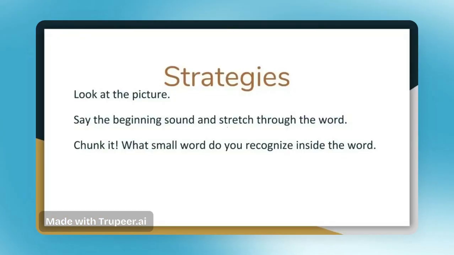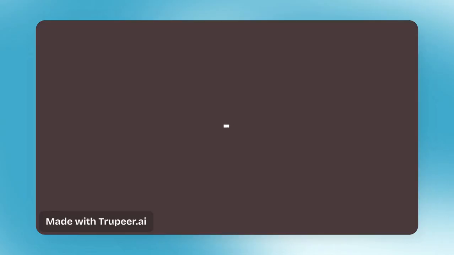And don't forget to use your strategies. Always introduce the child to strategies they can use while they're reading, such as look at the picture, say the beginning sound, stretch through the word, tap through the word, or chunk it. Ask, what small word do you recognize inside the word?